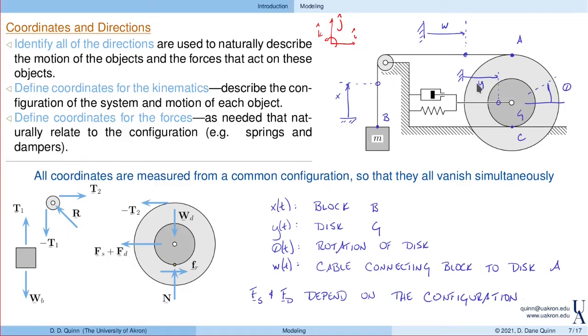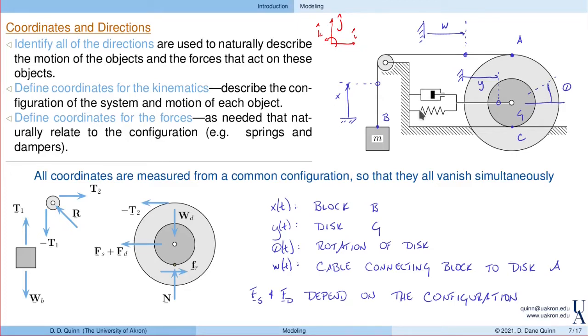But fortunately, we have that. We have y. Y is related to the force in the spring and the force in this damper. So in this problem, I actually don't need an additional coordinate. I've already got one that does the job, because y was also important for the motion of the center of the disk. So I don't need to identify a separate coordinate for the spring and the damper.